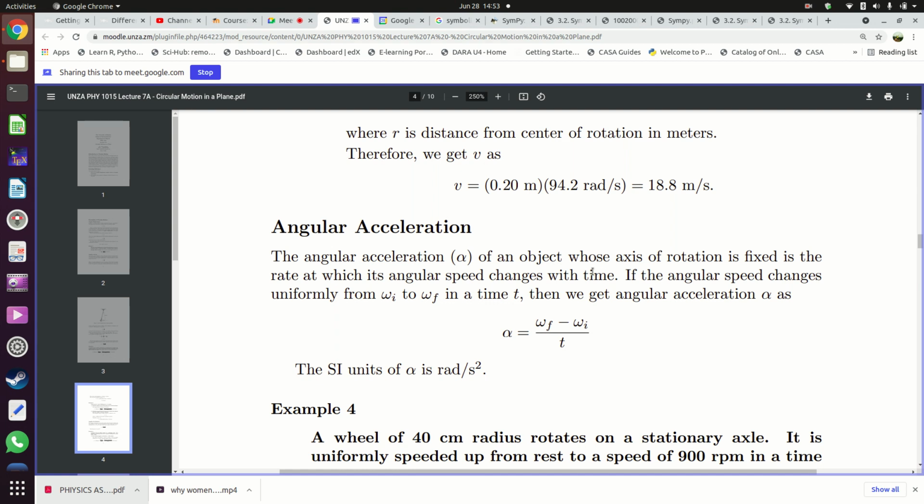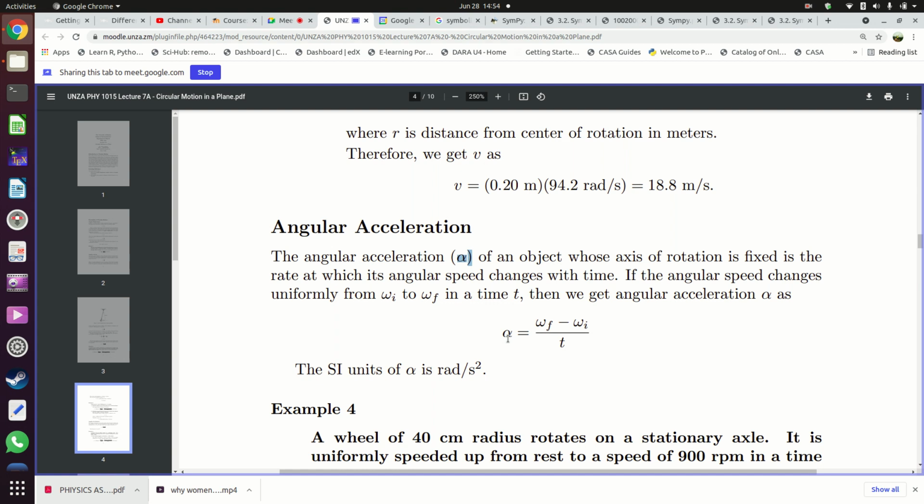So if something is going to rotate faster or slow down, then we are talking about acceleration. If the angular velocity increases over time or reduces over time, then we are talking about acceleration. And this is what is referred to as angular acceleration. Angular acceleration is denoted by alpha. So we denote angular acceleration using this alpha symbol.